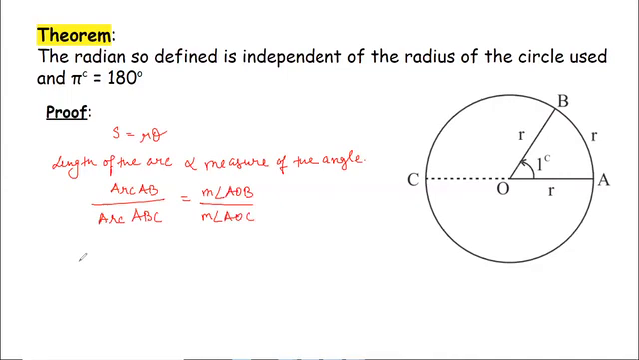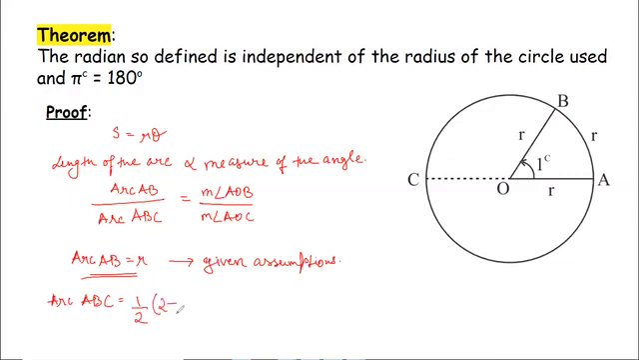Now arc AB is equal to R, which we got from the given assumption. So we have something to substitute for arc AB. Similarly, we need to substitute for arc ABC. Arc ABC is half of the entire circumference of the circle, so that will be half of 2 pi r. The 2s cancel, and you are left with pi r. So this is the substitution for arc ABC, and now we will substitute both in the given equation.